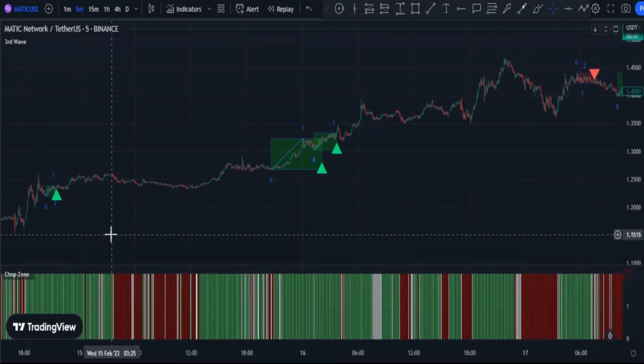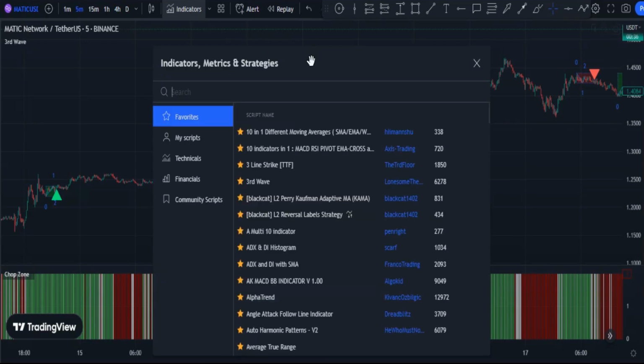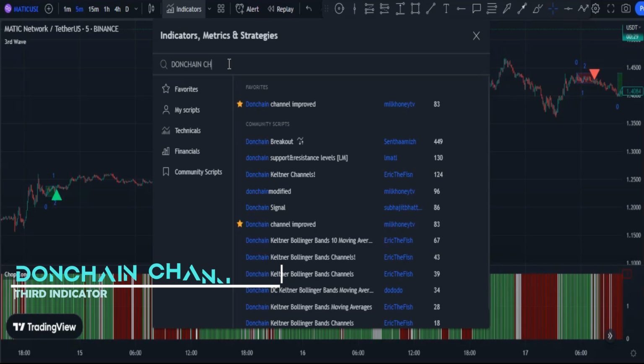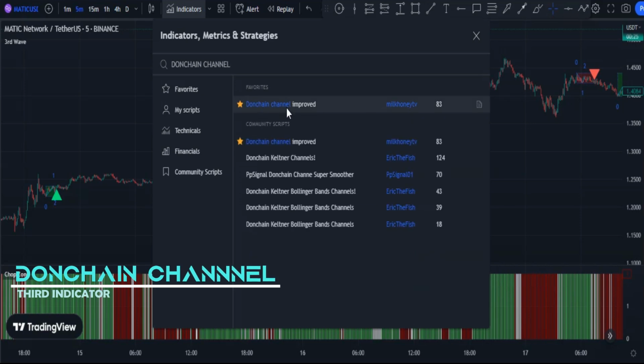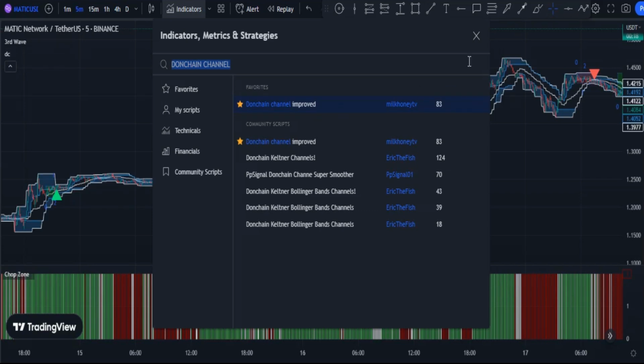Lastly, in order to always trade according to the trend of the market, I will add the third indicator to the chart. So I open the Indicators tab and search for Donchian Channel and add the Donchian Channel improved indicator to the chart. I click on it and here is how it looks.